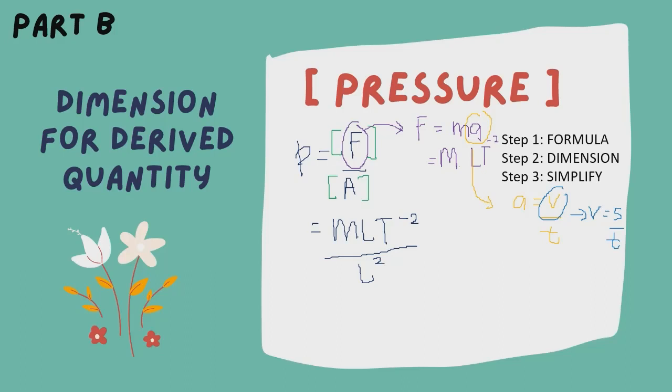Okay, alright, so see, back to this force here. Area is length times length, right? So therefore length squared. So I've done the first part, formula, I've done the second part as well, dimension, and the last part is simplify them. So I have L here, which I can cross out with one of the L down there. So I got M, and then I got T negative 2, and then L here, I'm going to bring it up, so I get L negative 1. So this is the dimension for pressure.